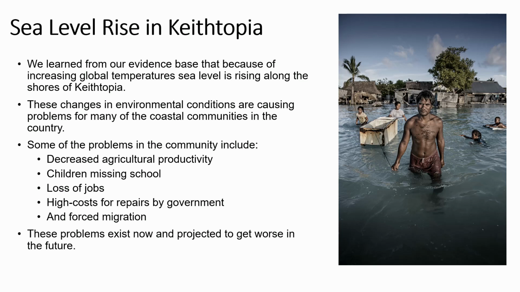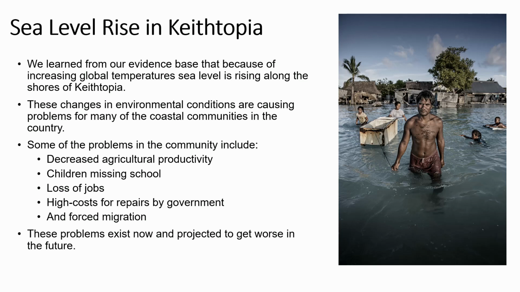People in Keithtopia use groundwater for their drinking water, and because of rising sea level, we're starting to see more and more saltwater intrusion, and so that's an issue because it has downstream health impacts. So children are missing school. There's also loss of jobs, because people are losing their farmland, and some other reasons as well.